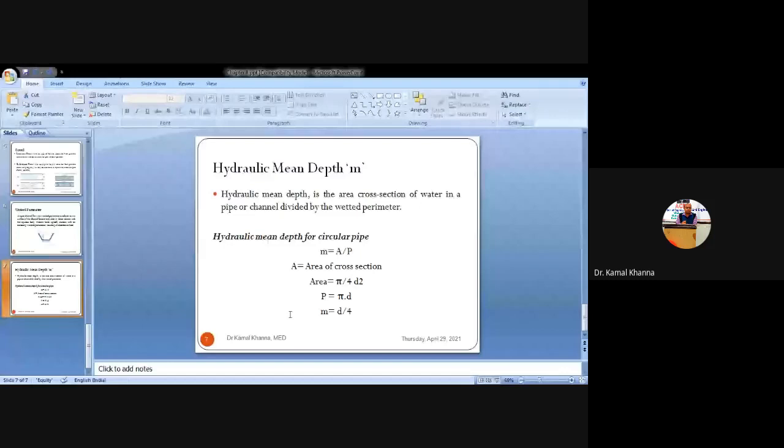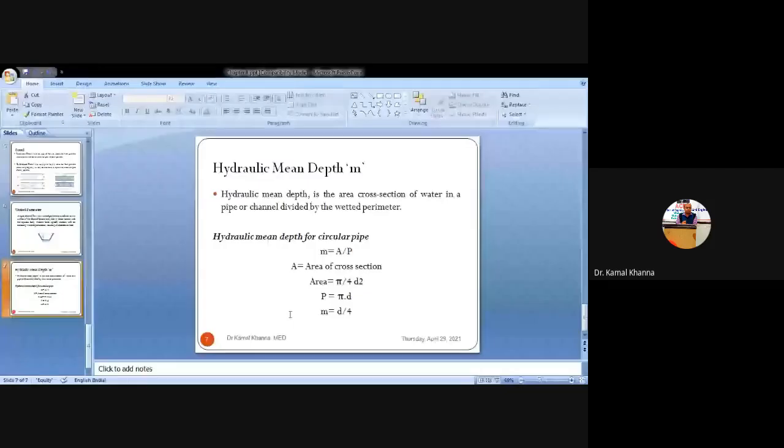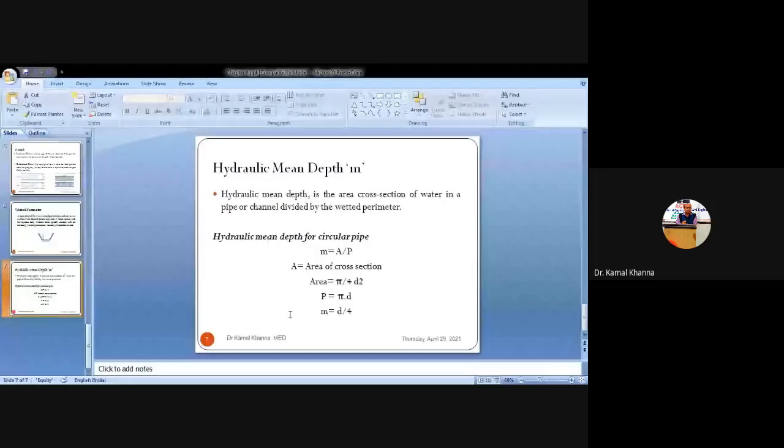Whenever you want to calculate the hydraulic mean depth of any pipe, firstly we consider the circular pipe. For any pipe, irrespective of its shape, whether it is rectangular or a combination of two, the ratio of area to the perimeter will give us the value of the hydraulic mean depth. It is also called the hydraulic radius. That is, it is the ratio of area to the perimeter.